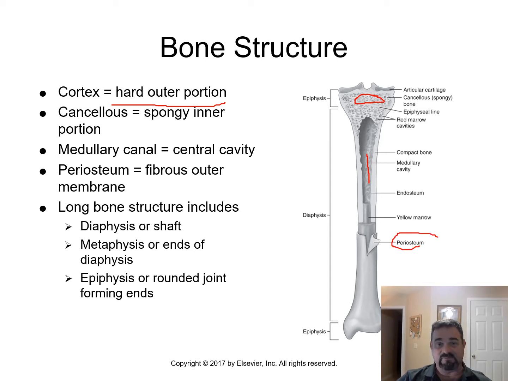And then long bone structures include the diaphysis, which is the shaft. The metaphysis, which is the end of the diaphysis. And the epiphysis, which is the rounded joint that forms the end. So here's your epiphysis here, and your epiphysis here. Very good.